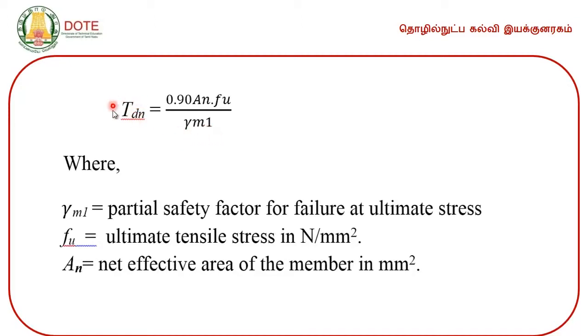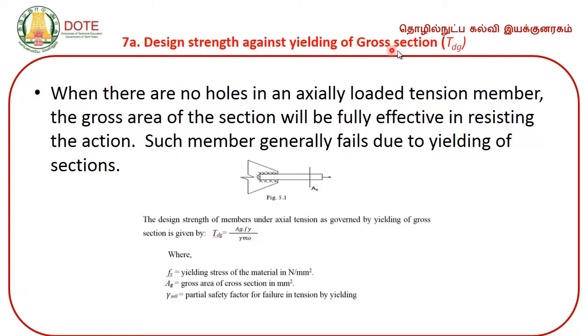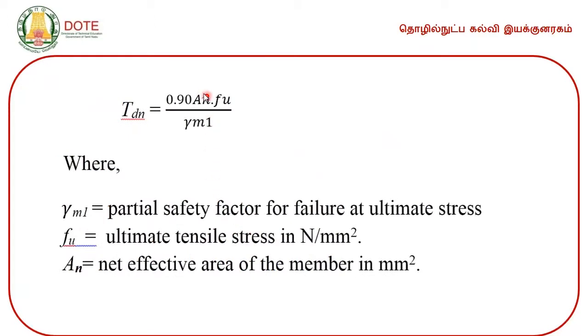Again this you can remember very simply, this is load is equal to area into ultimate stress, and again this ultimate stress is associated with the partial safety factor gamma m1. So, always if a material fails under rupture of critical section, it is associated with the net area and ultimate stress, this you have to remember. Whereas, in the previous slide, where the material fails against yielding, you have got gross area and yield stress, whereas here it is net area and ultimate stress and the relevant partial safety factor.